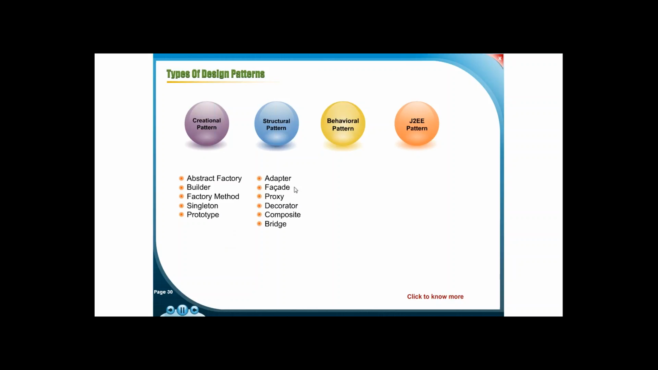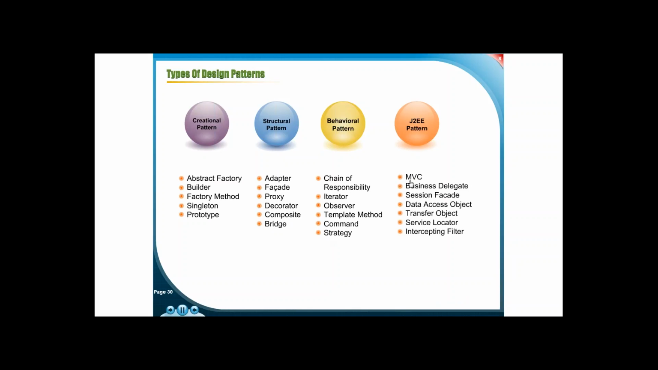Then structural patterns: adapter, facade, proxy, decorator, composite, bridge. Here, maybe the facade design pattern I have seen someone asking. Then behavioral patterns: chain of responsibility, iterator, observer, template method, command, strategy. Then J2EE patterns: MVC, business delegate, session facade, data access object (DAO), transfer object, service locator, intercepting filters. Filters with servlets intercept the request or responses; that is also a kind of design pattern. You should be able to give at least one or two examples under these categories.